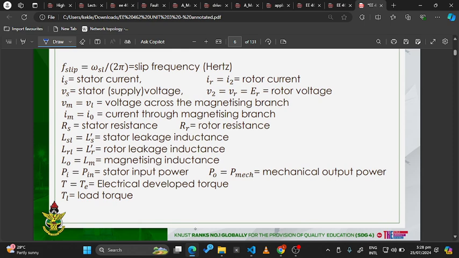Okay, so I think the rest of this I've already talked about. Is is the current flowing through the stator. This is the voltage applied to the stator. This Vm is the voltage across the magnetizing branch. I will talk more about this when we get to the equivalent circuit.